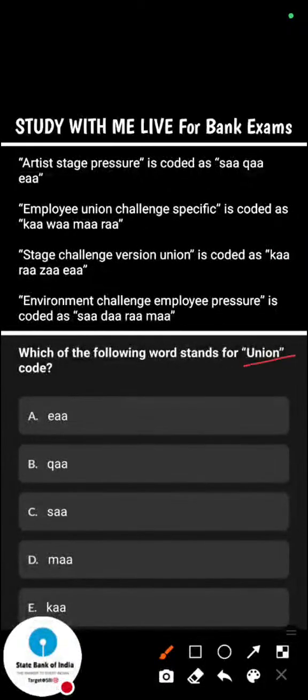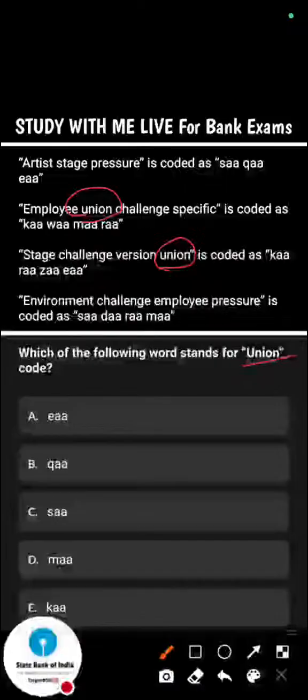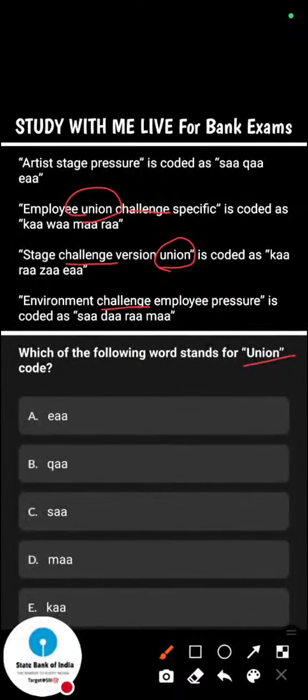Union, we need to find the code for union. Here is union, and here also union. Is there any other common word? Version, no. Challenge, we see challenge again. We have challenge in 3 statements. Okay, so we need to check the common codes for union and challenge in 2 and 3.